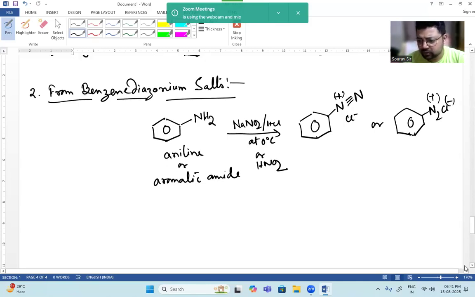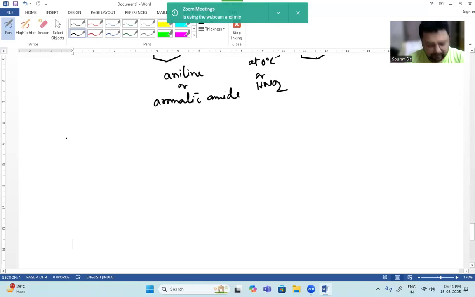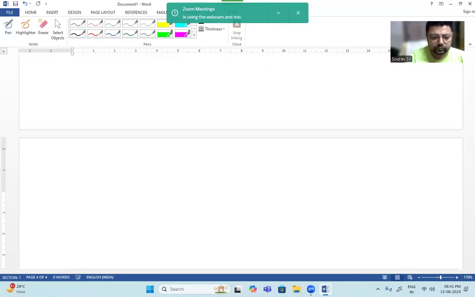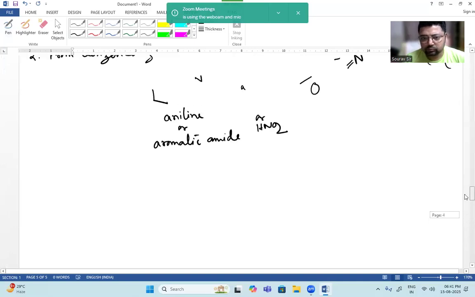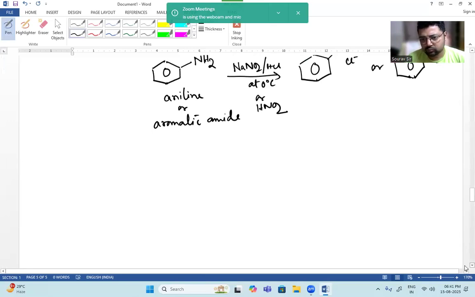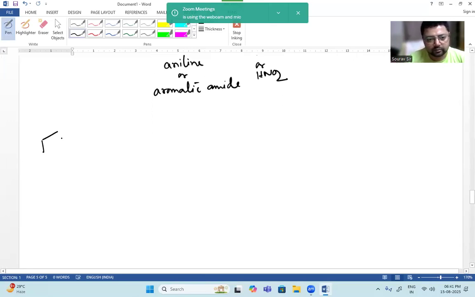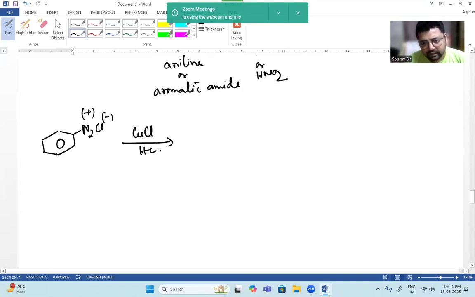Now, if I use benzene diazonium chloride and add CuCl over HCl, or CuBr over HBr, we will get chlorobenzene, and this is known as the Sandmeyer reaction.